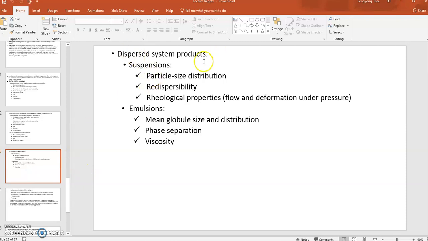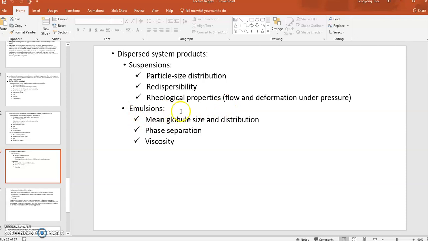And if it's a dispersed system product, if it's a suspension, for example, particle size distribution should be measured, and redispersibility should be measured. Meaning, when you shake it up, how long it stays there as a suspension. That's what it means. And rheological properties like flow and deformation under pressure. It's hard to say those terms. Okay, should also be tested as well.